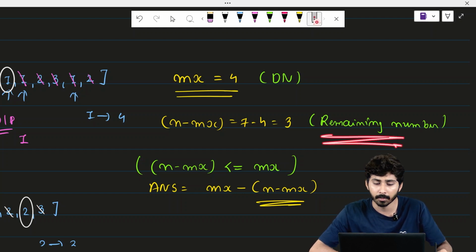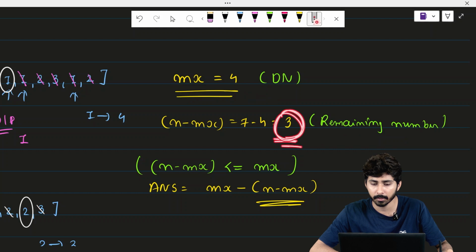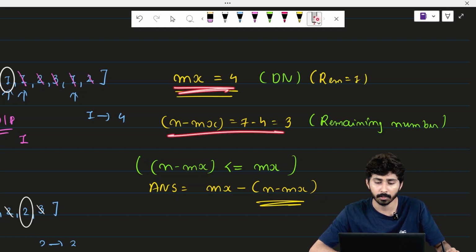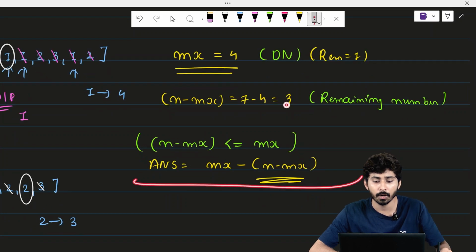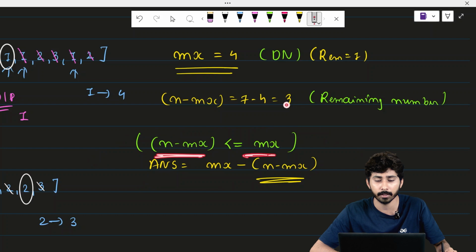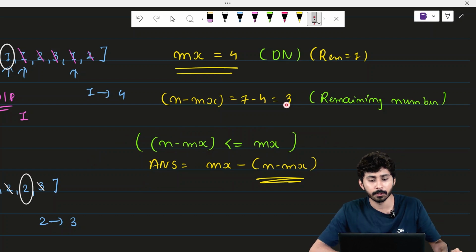It is the remaining number, and this is the dominating number. So the remaining numbers I can pair. I can get three pairs. I can select three elements from here, and three elements from the dominating one. So how many elements inside the dominating number will remain? At the end, only one will remain. That is mx minus (n minus mx). Okay, fine. So if you have a dominating number, this is the condition that will help you identify a test case in which there is a dominating number. Then the answer will always be this.